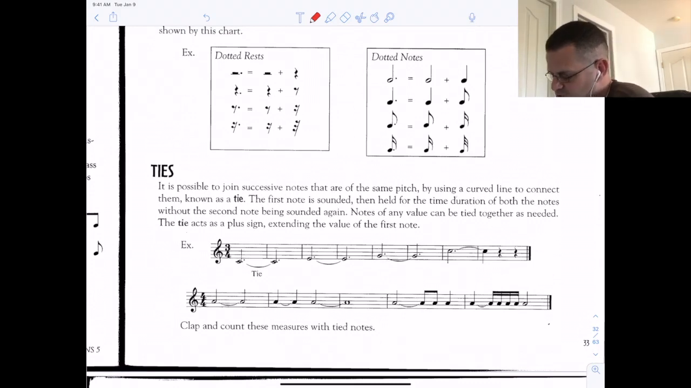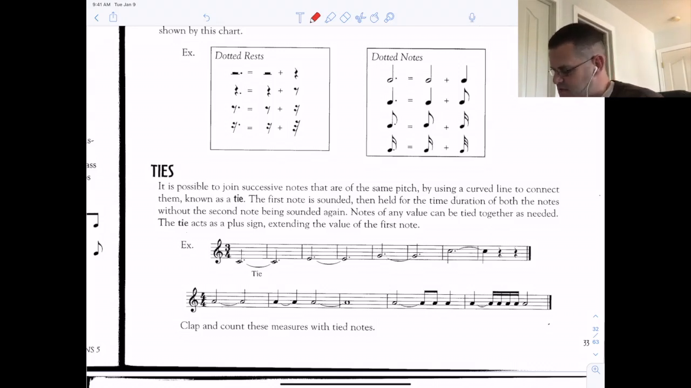Ties. It is possible to join successive notes that are of the same pitch by using a curved line to connect them, known as a tie. The first note is sounded, then held for the time duration of both the notes without the second note being sounded again. Notes of any value can be tied together as needed. The tie acts as a plus sign, extending the value of the first note.